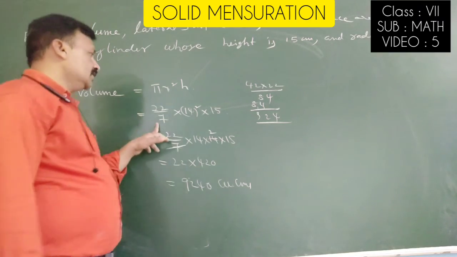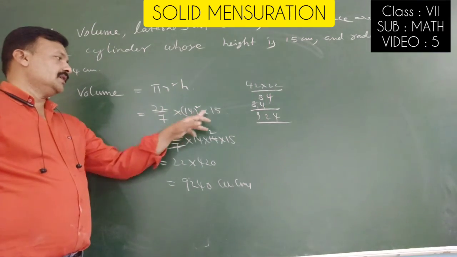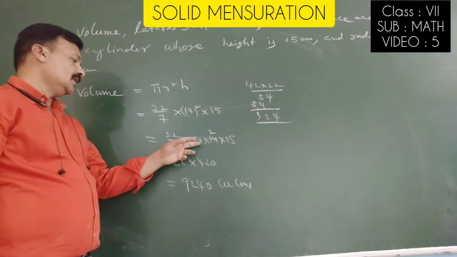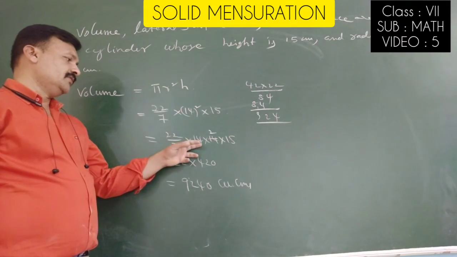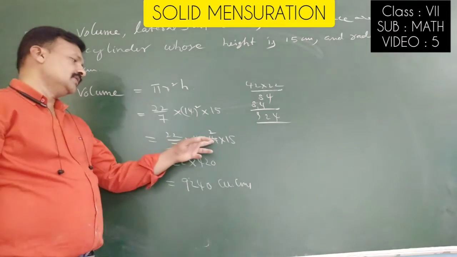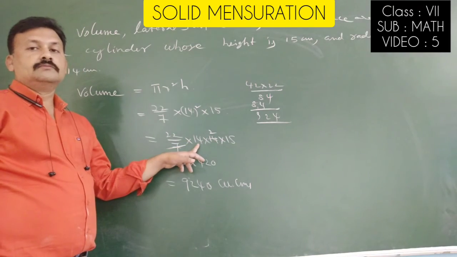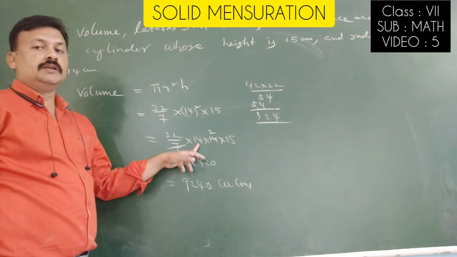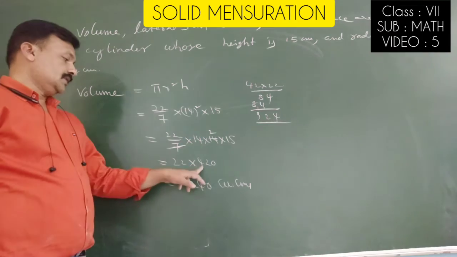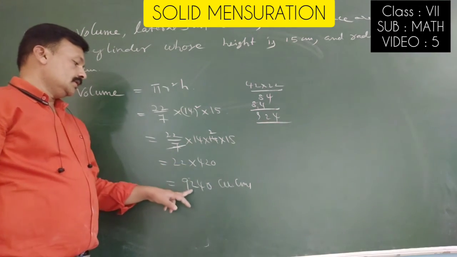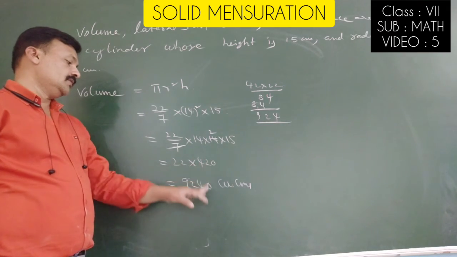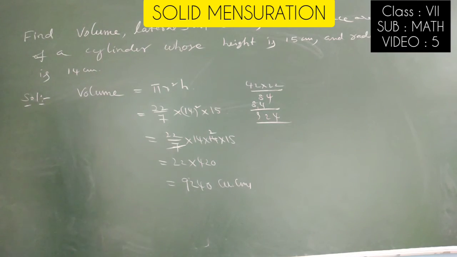Here 22 by 7 into r square, which is 14 square, into 15. Here r square will be 14 into 14. Here 14 two times, 2 15s are 30. 30 into 14: 3 14s are 42. That's why 420 into 22. Here we got 924, and the unit is cubic centimeters. Next.